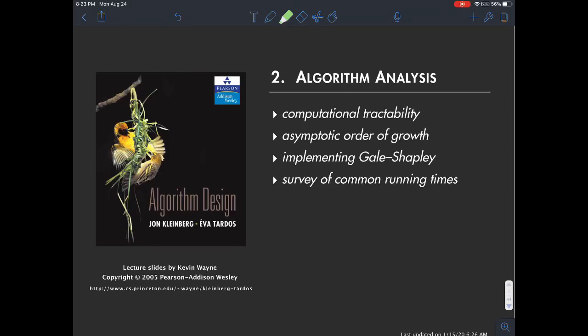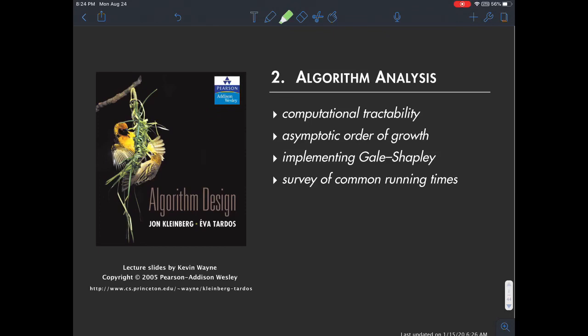All right, let's continue our discussion. Today we are going to talk about algorithm analysis. That's basically chapter 2 of Kleinberg and Tardos, which is our textbook. Today we are only going to cover 3 items out of the 4 items listed in this slide.